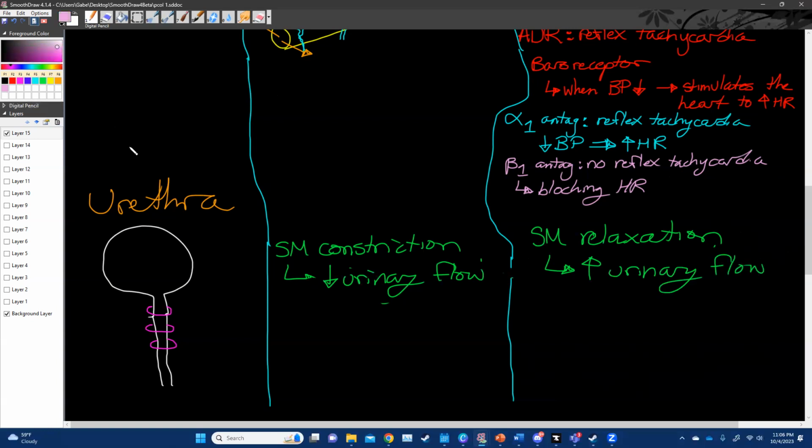Which means that what's one of the uses of an alpha 1 antagonist? Urinary retention. So if someone is holding onto their urine, it's not coming out as much as we would like, then we can use this aspect of alpha-1 antagonist to help loosen the urethra.